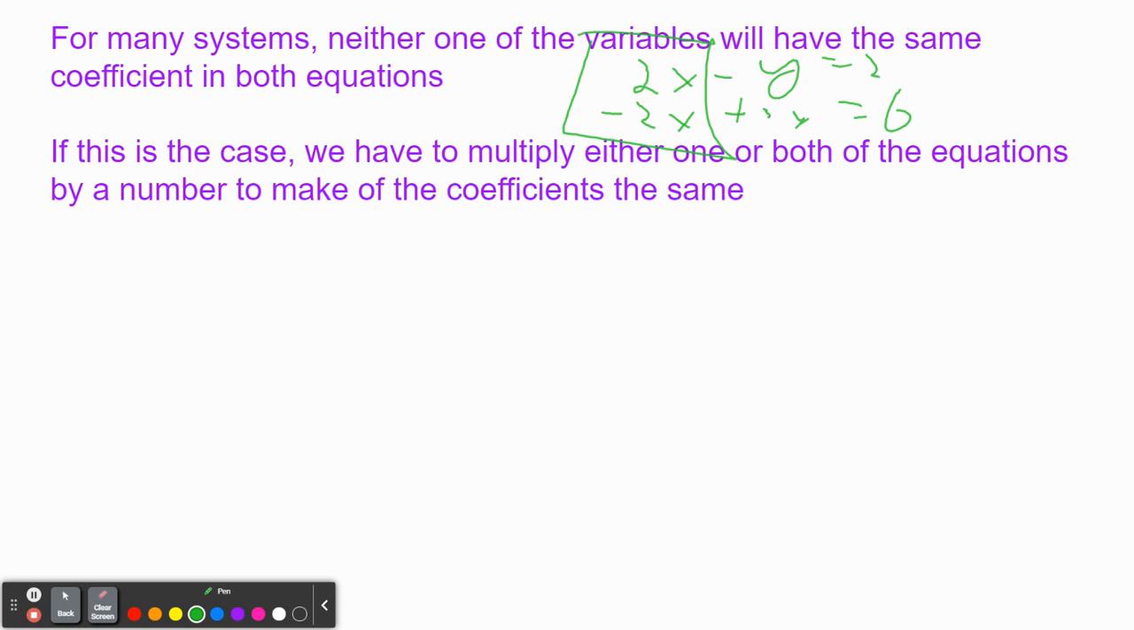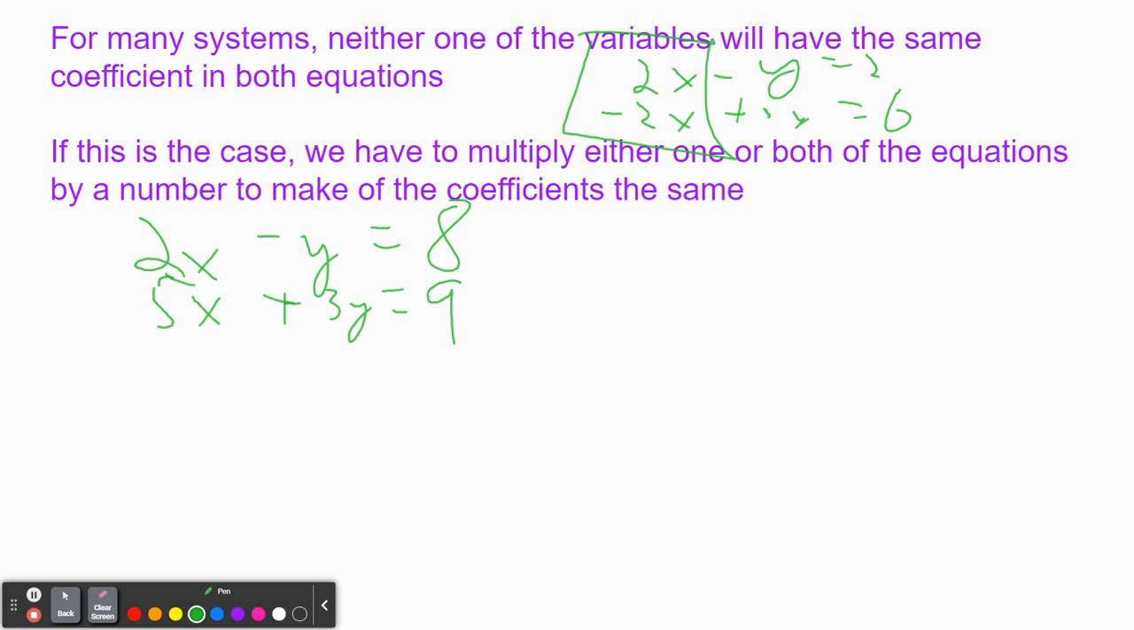If this is not the case, we have to multiply either one or both of the equations by a number to make the coefficients the same. So let's look at an example like this. 2x minus y equals 8 and 5x plus 3y equals 9. So here we see the x coefficients 2 and 5, not a ton in common there. We got negative 1y and positive 3y, 8 and 9 at the end. Elimination doesn't look like it's going to be super easy.